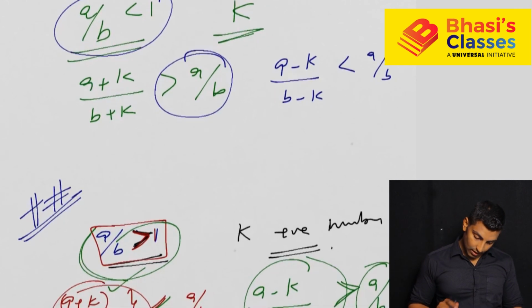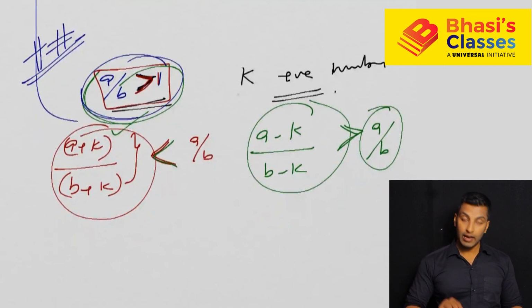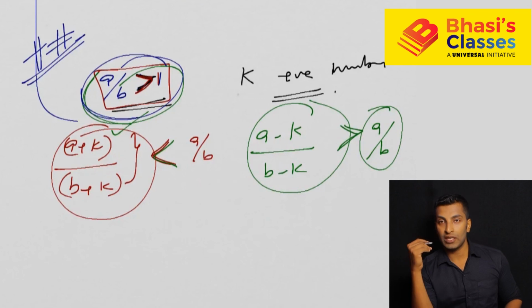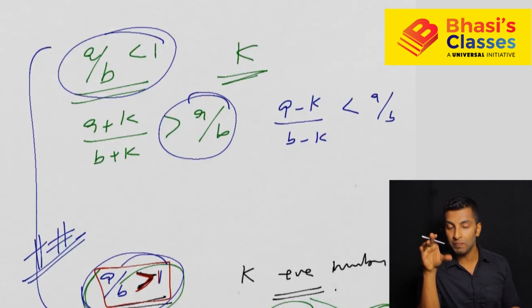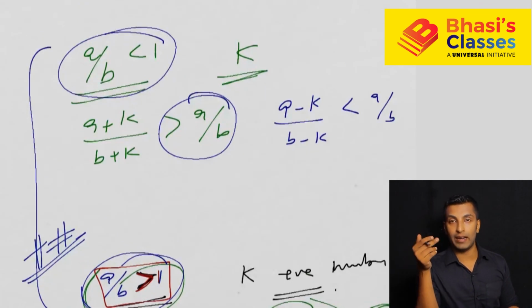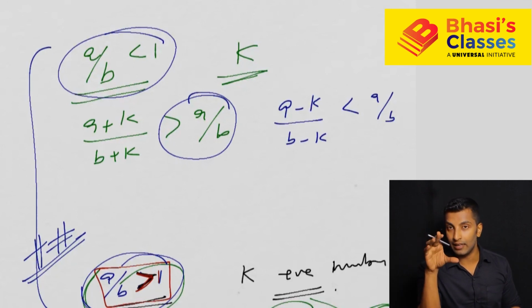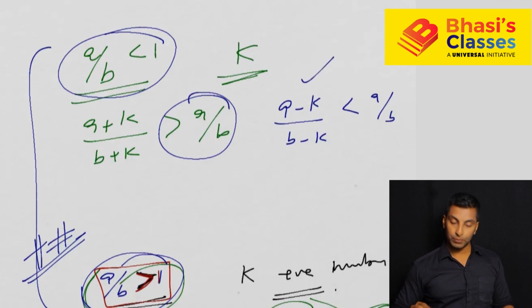So remember this, this one is very important. A by b greater than 1: if you add a positive number to the numerator and denominator, that ratio will be less than the given ratio. If you subtract a number from the numerator and denominator, that ratio will be greater than the given ratio. Now the opposite, a by b less than 1: if you add a positive number to the numerator and denominator, the ratio will be greater than the given ratio. And if you subtract the positive number from the numerator and denominator, the ratio will be less than a by b. I hope this is clear.